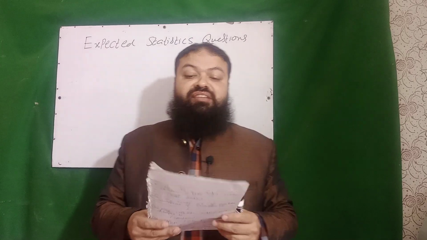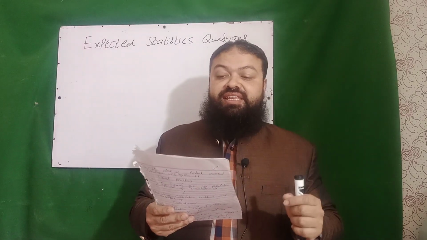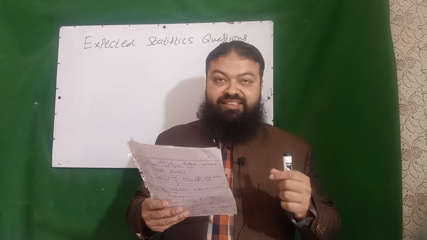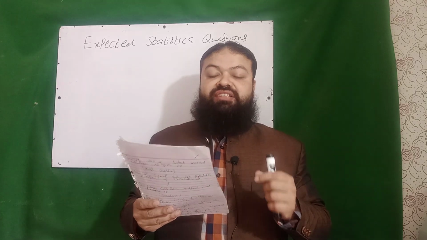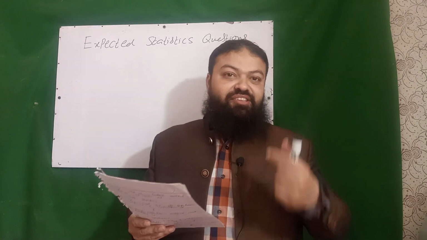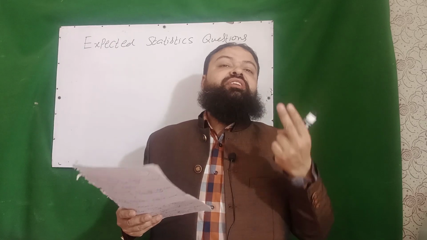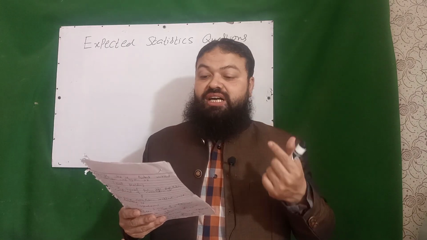Next question. The simplest device for ascertaining whether two variables are related is to prepare a dot chart. It is called a scatter diagram. It is used to check the relationship between the two variables. It is a dot chart.